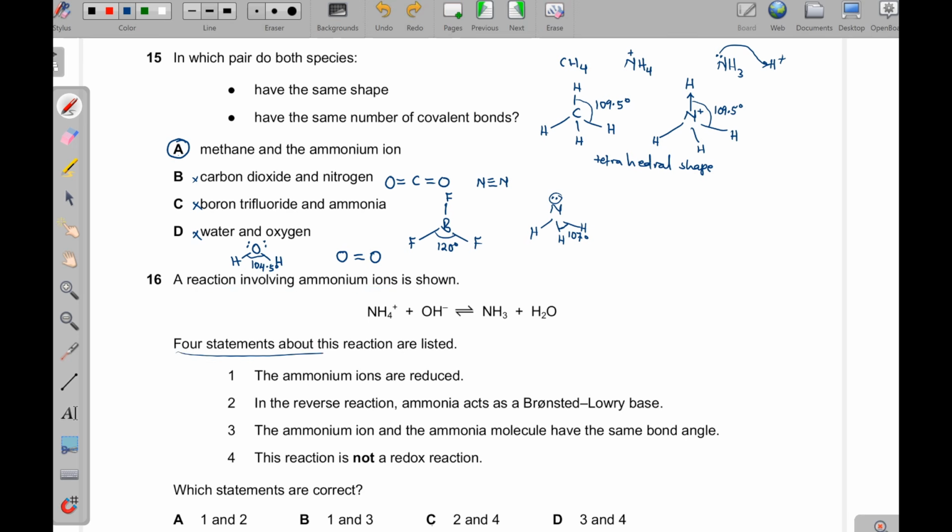And they are saying four statements about this reaction listed. The ammonium ions are reduced. If ammonium ions are reduced, then let us first see what is reduction. Reduction is going to be addition of hydrogen or removal of oxygen. But we see that ammonium ions here have lost the hydrogen. So when you lose hydrogen, then you are oxidized. You are not reduced. You see that?